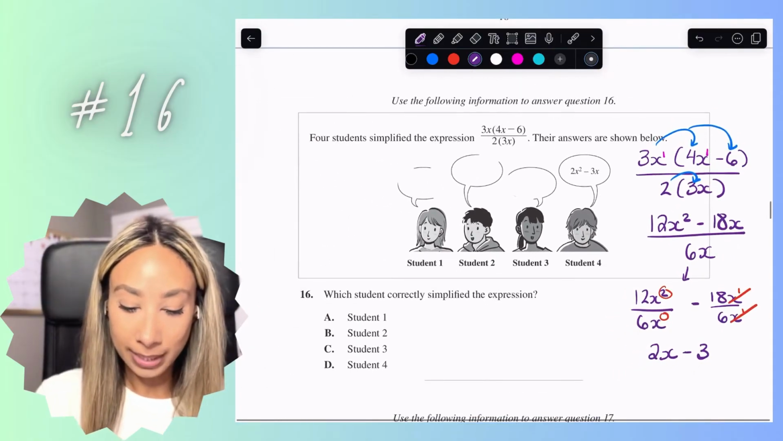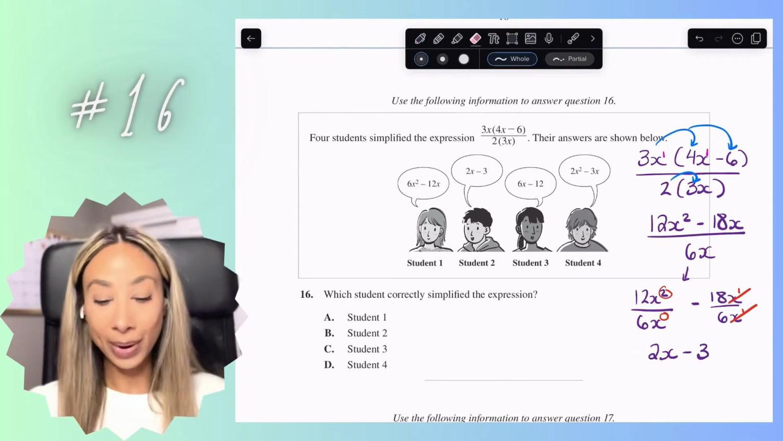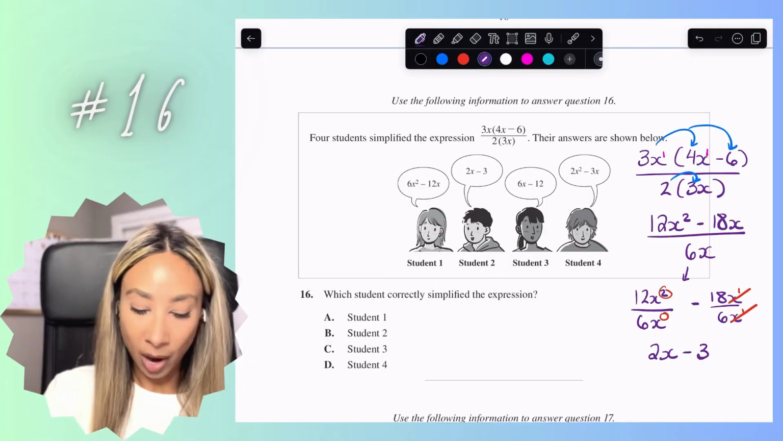So let's see which of these kids said that. All right, so it looks like student 2 said that, making our answer B.